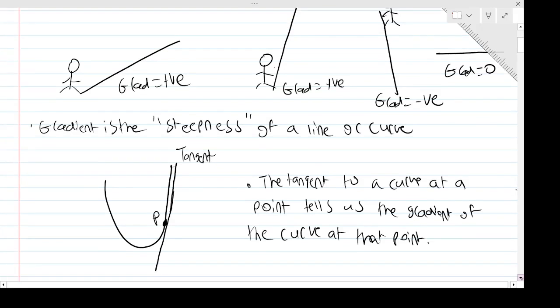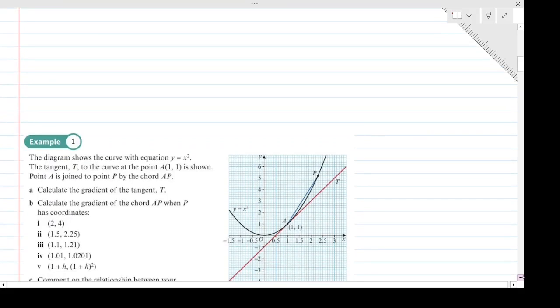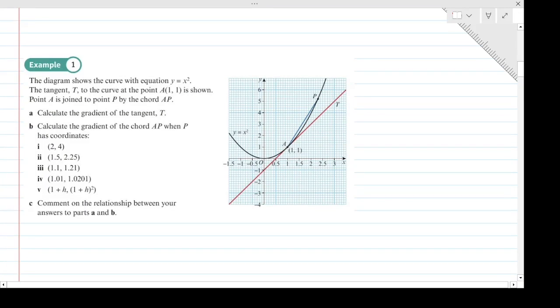So we're going to look at some examples then. We've got this example here. We are told this diagram shows the curve with equation y is equal to x squared. The tangent t, which is this red line here, to the curve at the point A(1, 1), is shown. Point A is joined to the point P by the chord AP. So P is here, A is here, and the chord is the blue line here.